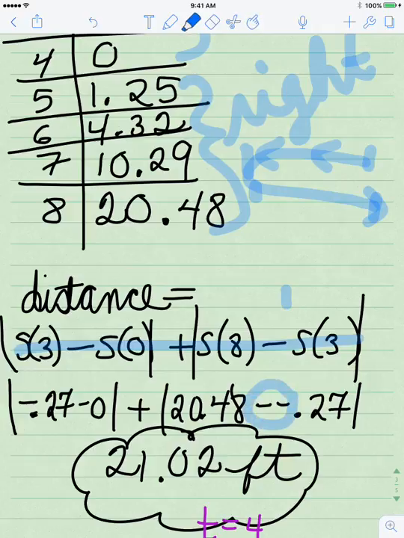So the distance is going to be 21.02 feet. That's the distance that this particle traveled. Okay, and the next question is to draw the diagram. So this makes this really easy.